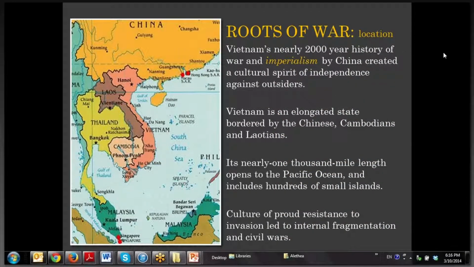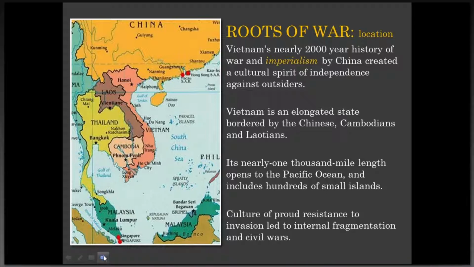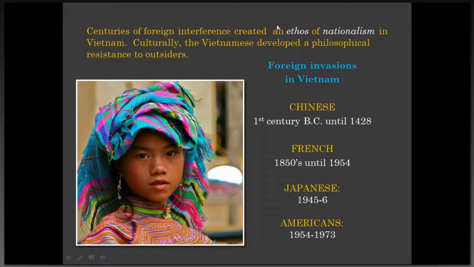Vietnam's nearly 2,000-year history of war and imperialism by China created a cultural spirit of independence against outsiders. Vietnam is an elongated state bordered by the Chinese, Cambodians, and Laotians, and its nearly 1,000-mile length opens to the Pacific Ocean, includes hundreds of small islands. This culture is very proud. They've led a tradition of resistance to invasion, and this caused internal fragmentation and civil wars.